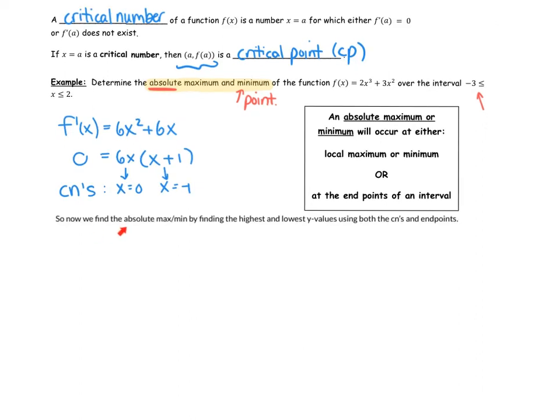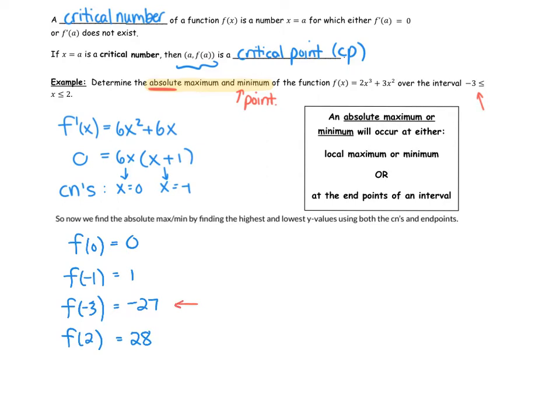Okay, so now we find the absolute max and min by finding the highest and lowest y values using both the critical numbers and the endpoints. So basically now we want to look for the y values. So we want f at 0, that's one of our critical numbers. We want f at -1, that's the other one, and then also our endpoints. So we want f at -3, and we want f at 2. And then we're looking for the highest and the lowest. So why don't you pause the video, go ahead and find those y values. Okay, these are the y values you should have found.